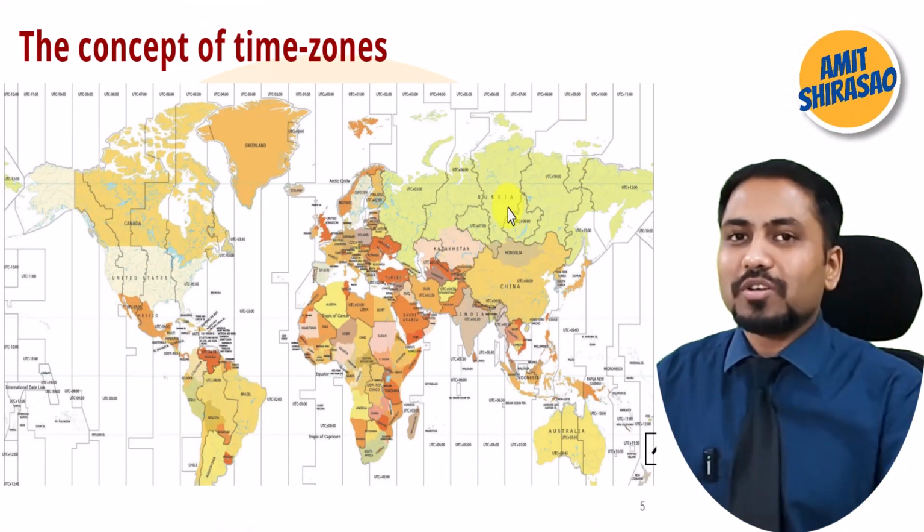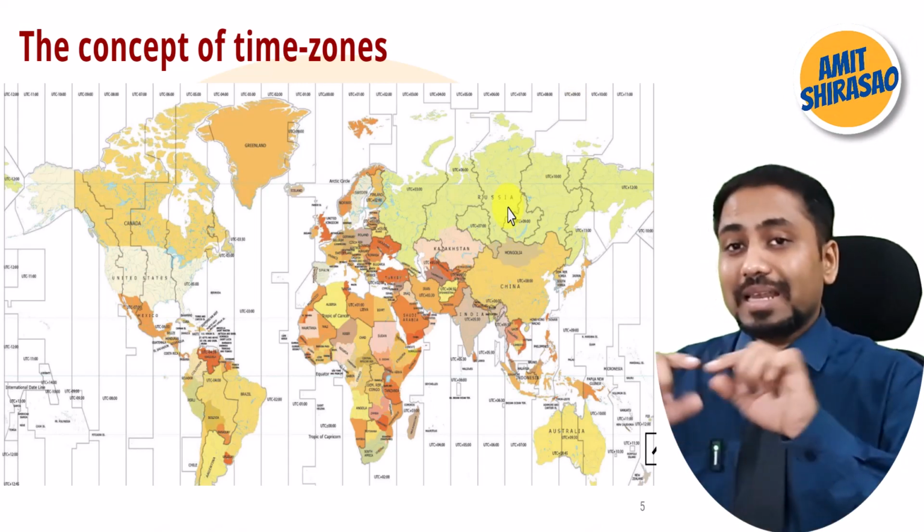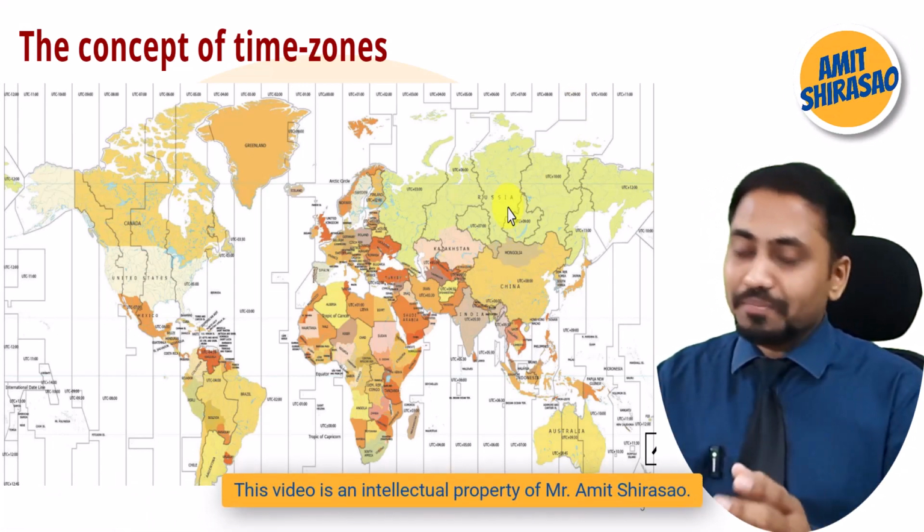The concept of time zones is only political. It is not scientific. But the concept of latitudes and longitudes is very scientific. There is no politics there.